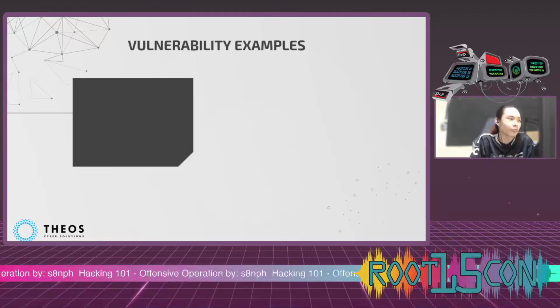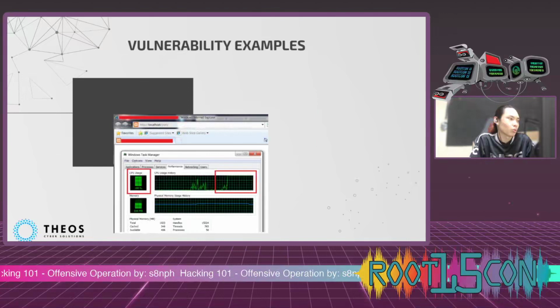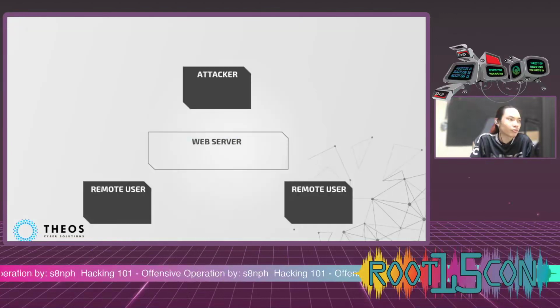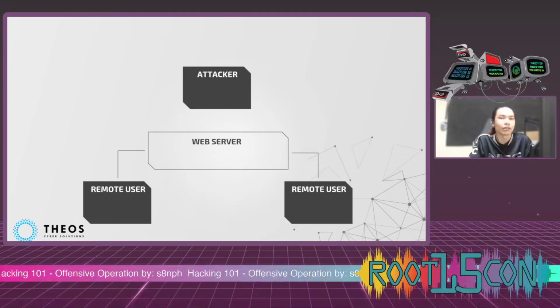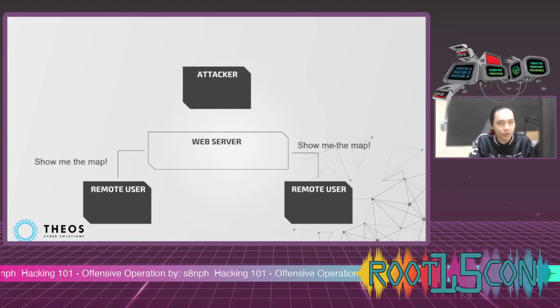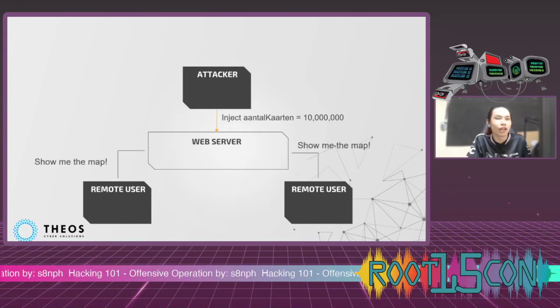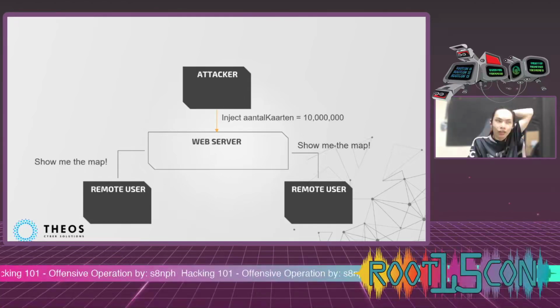It's a Java applet. So the way this works is, if we're going to weaponize it, we have, for example, 2 remote users, an attacker, and then of course the web server that serves the application. So the remote users ask for the map. The attacker injects the new high value on the application, right? So he changes the until carton value to 10 million, which makes the for loop iterate 10 million times.